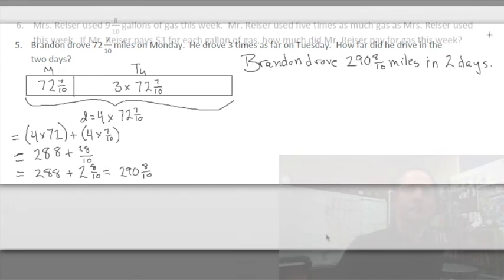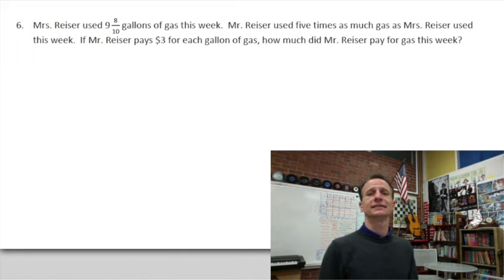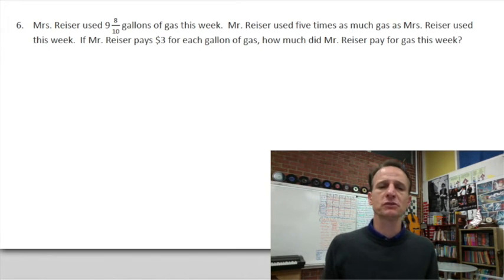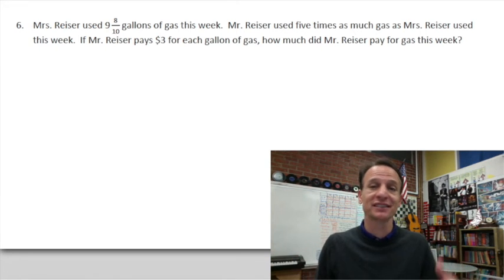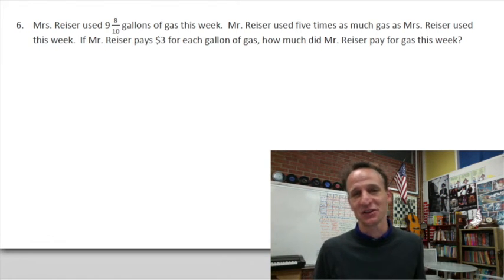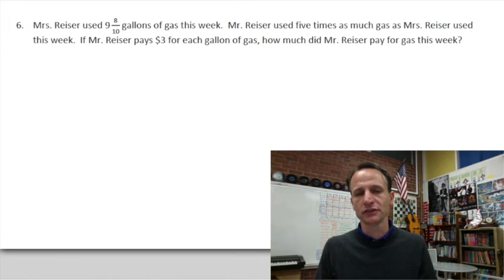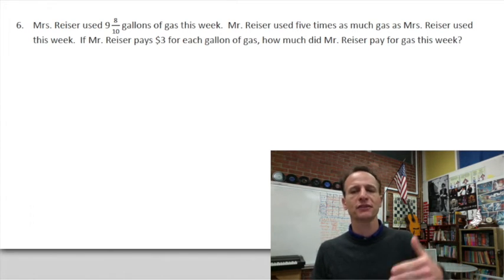Wrapping it up. Gas. The Risers got gas. Mrs. Riser and her gassy self used 9 8/10 gallons of gas this week. Mr. Riser used 5 times as much. He's been following Brandon around, driving around aimlessly. He used 5 times as much gas as Mrs. Riser used this week. If Mr. Riser pays $3 for each gallon of gas, how much did he pay for gas this week?